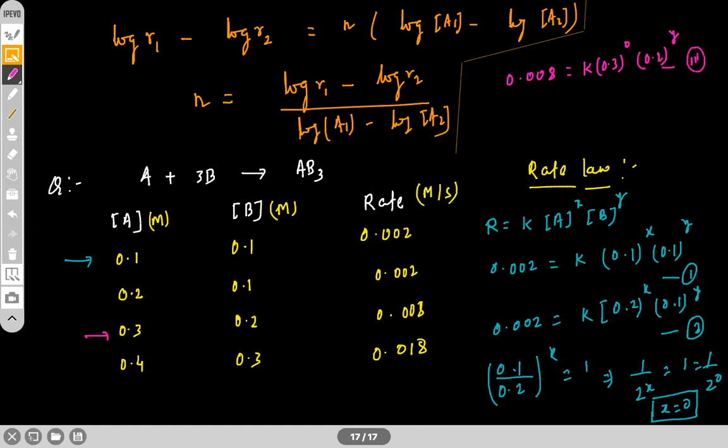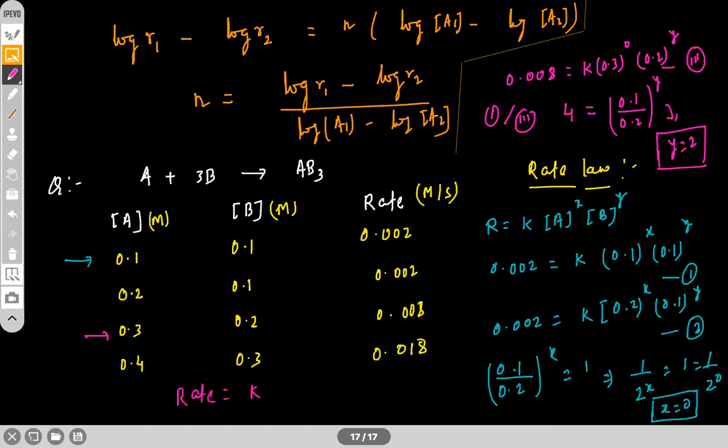Now if you divide 1 by 3, we get 0.002 by 0.008 on the left-hand side, which is 1 by 4, equals K, and this will get cancelled, 0.1 by 0.2 to the power y. When you solve this, you'll get y equals 2. And hence the order with respect to B is 2. So the rate law for this particular equation, we can write K, A to the power 0 and B to the power 2. This is the answer for this question.